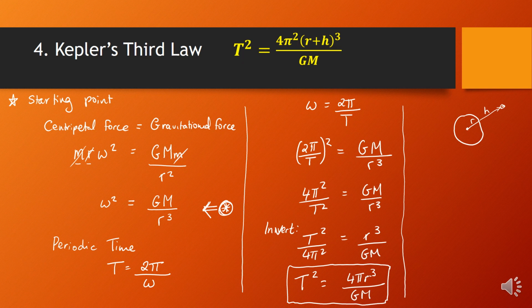So we're just going to replace that r cubed in the previous expression. It was 4 pi squared, so you would take r to be the radius of the planet or whatever's being orbited, plus h, the height above the surface of the satellite, which will give you the total radius of the circular orbit, over GM. And there we have Kepler's third law.